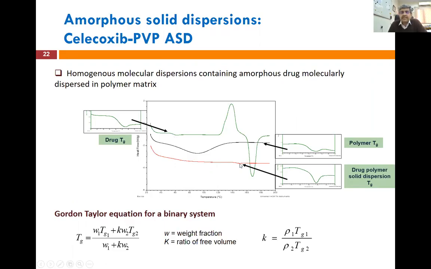Depending upon the weight fraction of the polymer and the drug, this Tg value will keep on changing. And we can also theoretically find out or calculate the expected Tg value of the amorphous solid dispersion using the Gordon-Taylor equation, and this is applicable for a binary system consisting of an amorphous drug and a polymer. So the predicted Tg is given by this equation, where W is the weight fraction, Tg is the glass transition temperature, and K is the ratio of free volume, which is given by this equation.